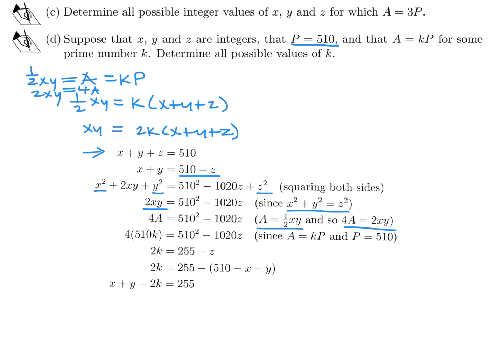And that's pretty much what they have there. And then at this point, they tell you that a is equal to kp, but p is equal to 510, so you can put in that 510k. And then divide through by 510, I believe, and you can probably divide through by 2 times 510, and you'll get finally this guy. And then you substitute back the value for z, which would be 510 minus x minus y, and then you arrive at this final equation right there. That x plus y minus 2k is 255.